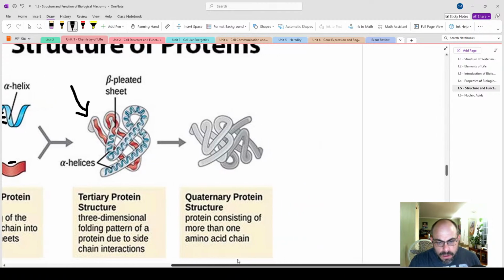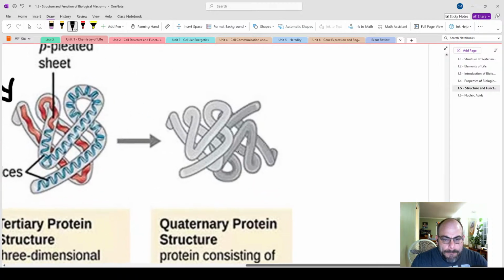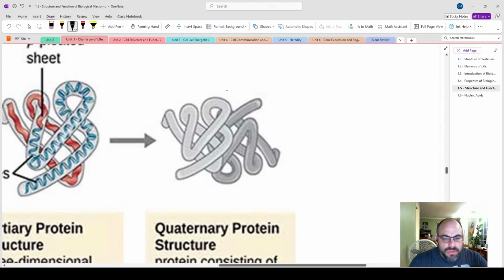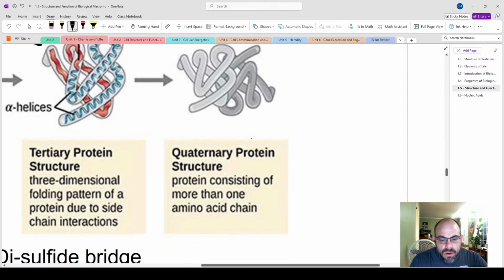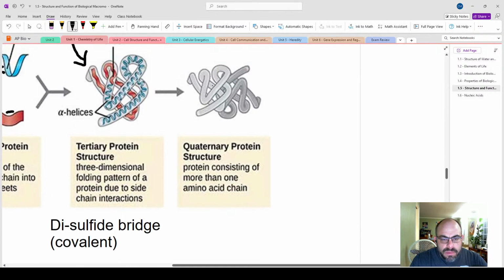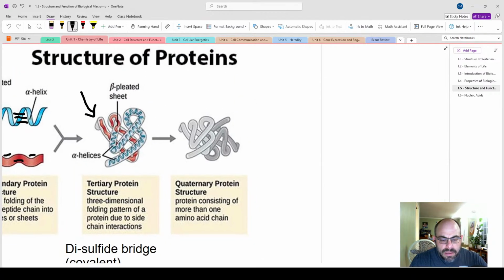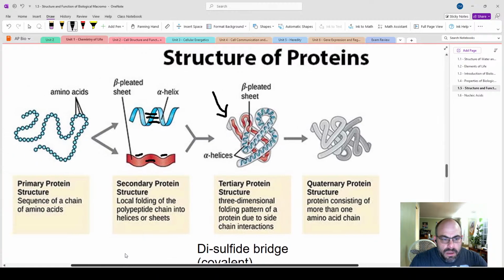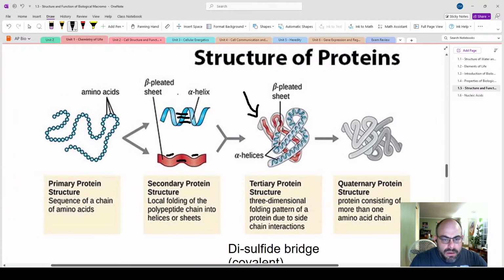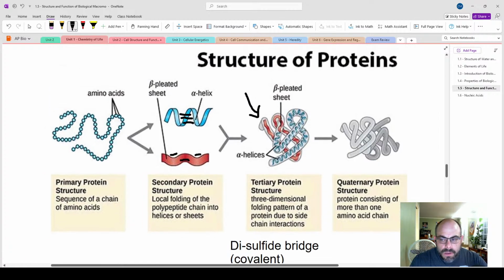Others, multiple tertiary structures will join together to form a quaternary structure, and they'll join together with different kinds of interactions. We don't need to know those. The ones that I mainly was concerned with were covalent here, hydrogen here, and this disulfide bridge here.